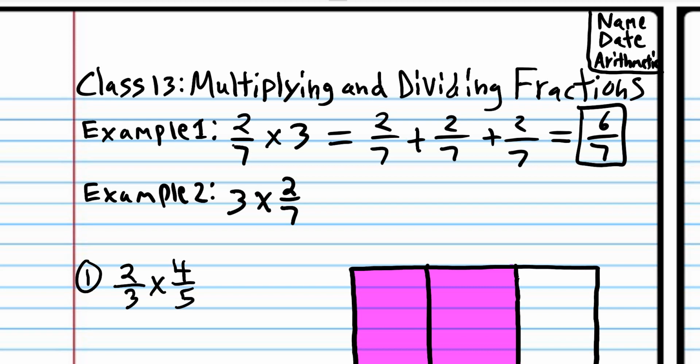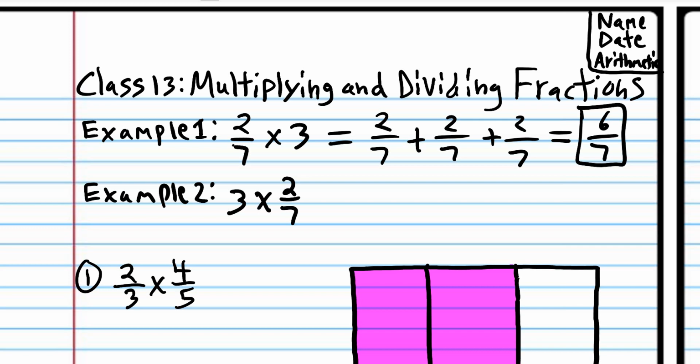But now when you go into example 2 here, things start to get weird already. Remember, we're using the commutative rule of multiplication, so we're just flipping this around. Or rather, we're going to prove that the commutative rule of multiplication works here.